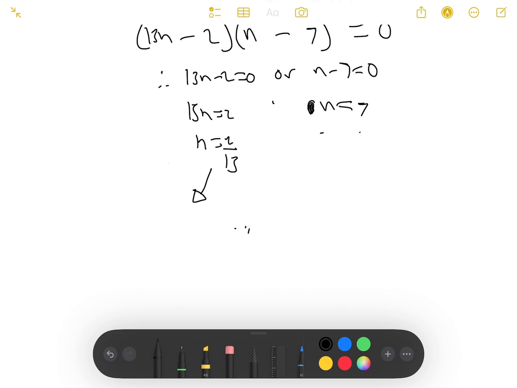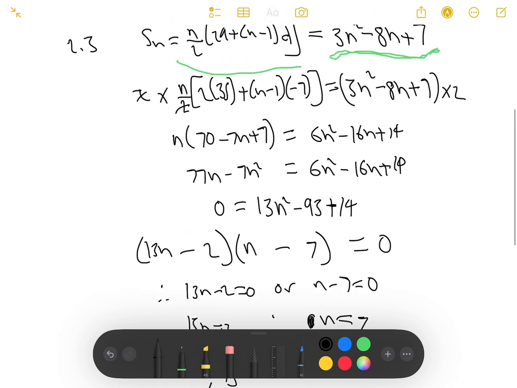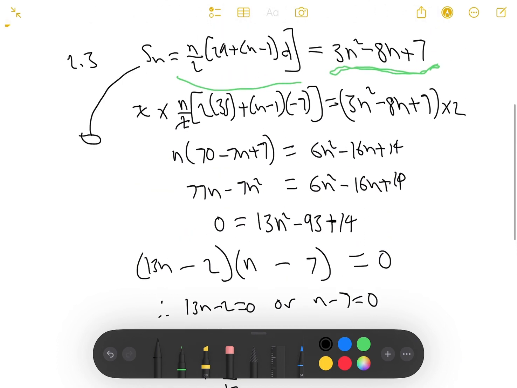So we know that actually we cannot have a term number that is 2 over 13, right? As I said earlier on, it has to be a whole number, right? So this one is not applicable, right? Therefore, n equals what? n equals 7. So that is term number 7. You can substitute back right here, and substitute back here as well and see what you get. Using another card, you can substitute 7 into this equation and see what you get, to prove it.